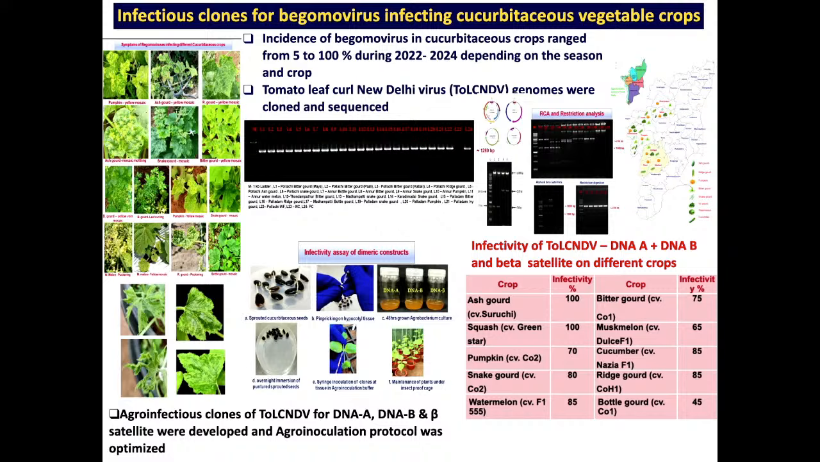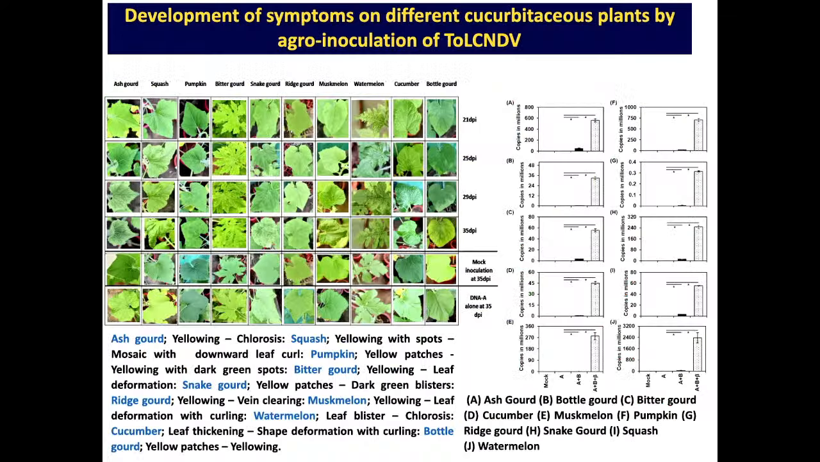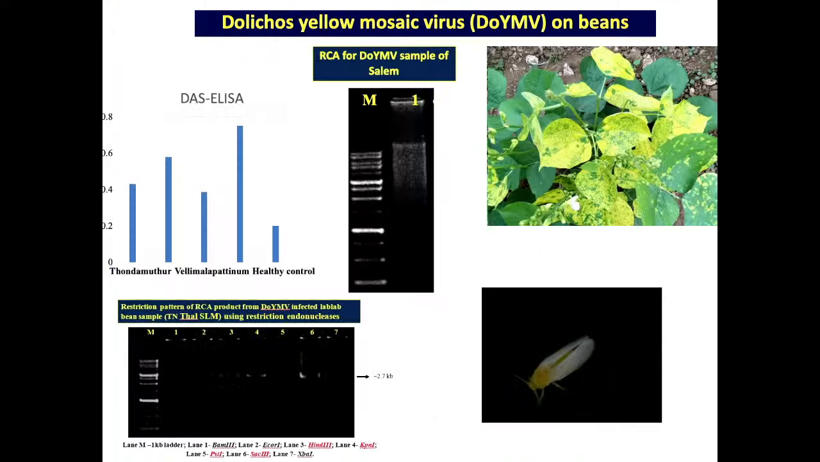On wheat plants also we could get infection, but when we include the beta satellite in addition to DNA A and DNA B, the infection rate was found to be high. It was really low when inoculated without the beta satellite of these viruses. These are the symptom patterns on the agro-inoculated cucurbitaceous crop plants, and the titer was also determined. The titer was found to be very high in the infected plants.